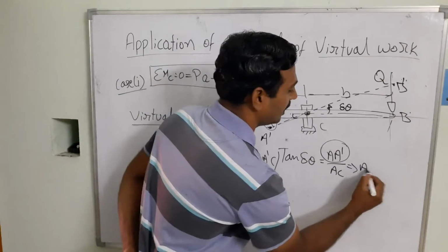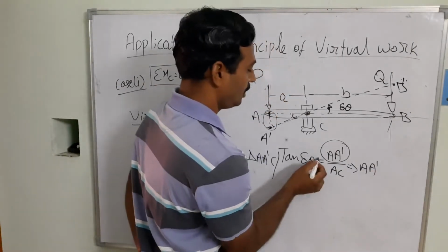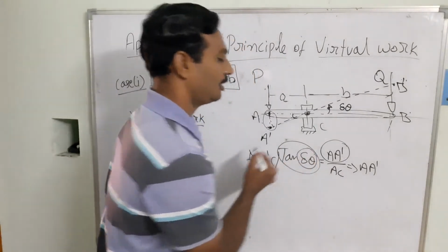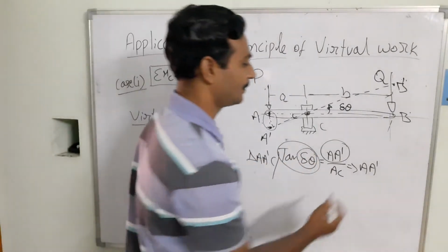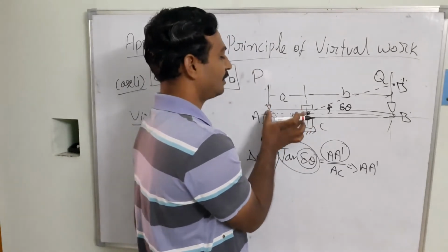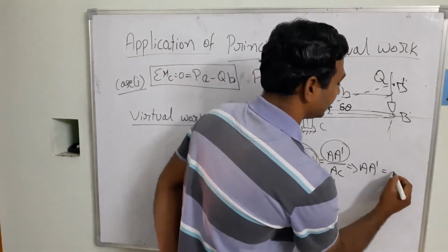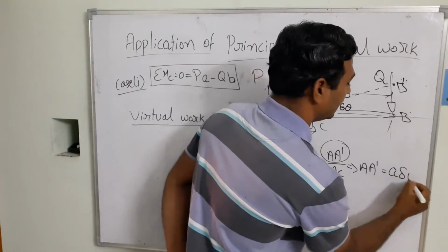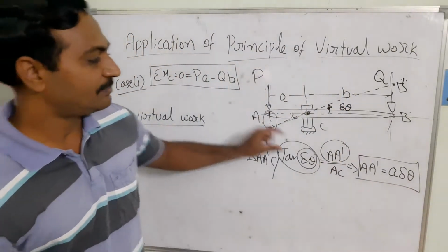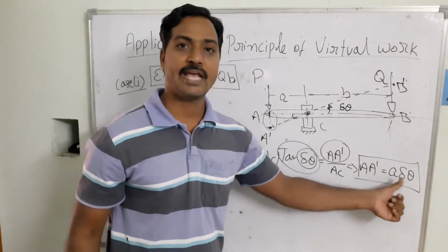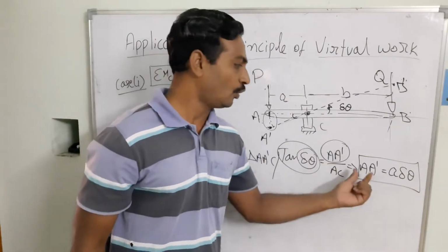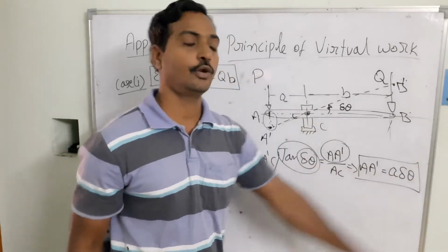From this, A dash is equal to tan del theta, which is very small, so we only consider del theta, times AC. AC is nothing but the geometry, the distance between the points A and C, so that is equal to A into del theta. I got it. So the displacement is in terms of A as well as del theta, because those we know. That means we converted unknown terms into known terms.